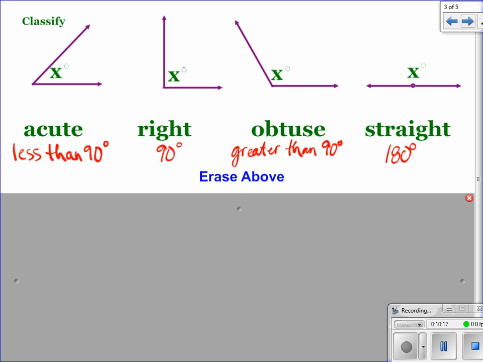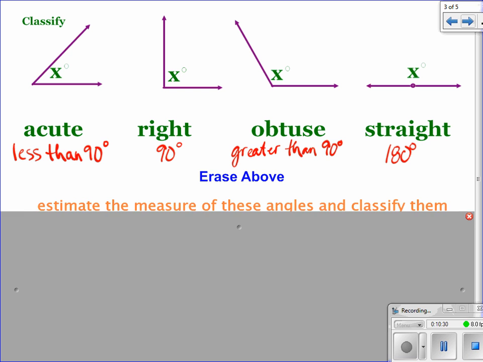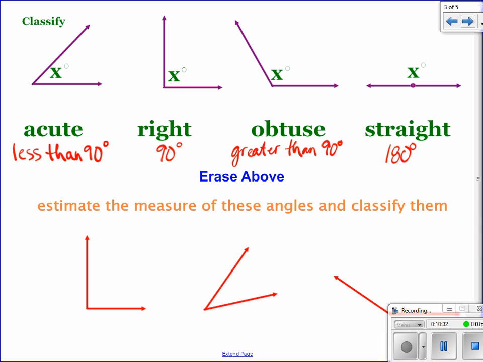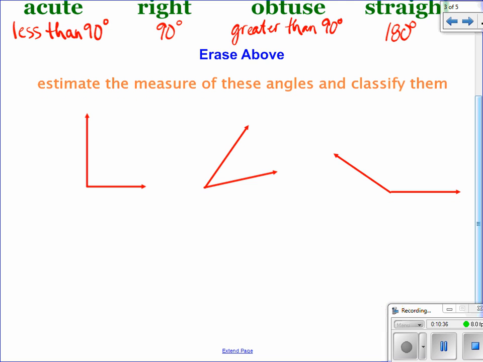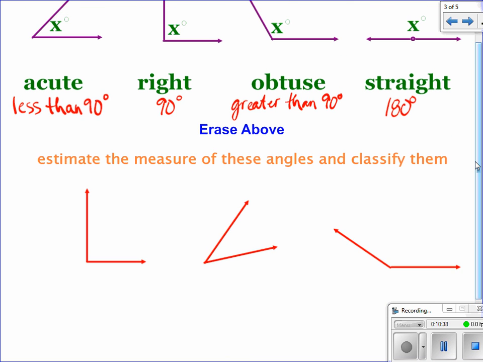Okay, so that's review. A good review. I'm going to ask you those on the test. So I don't want you to measure these with your protractor. We're just going to estimate. Okay? What would you guess the first one is?